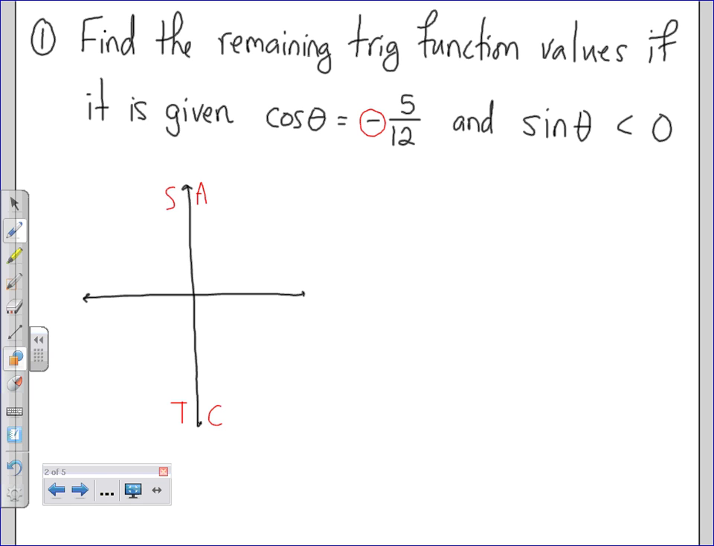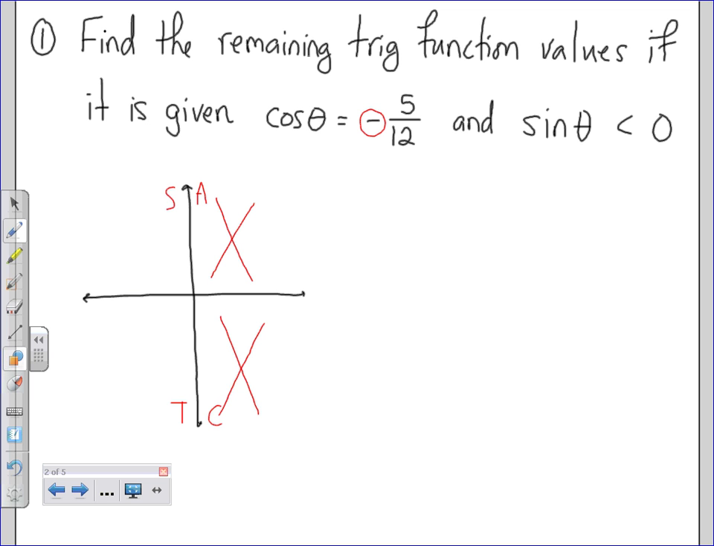So the problem tells us that the cosine of theta is -5/12, but specifically that the cosine is negative. Well, we know if the cosine is negative that it cannot be in the first quadrant, because all trig functions are positive in the first quadrant, and it cannot be in the fourth quadrant because the cosine is positive in the fourth quadrant. So knowing that the cosine is negative narrows us down to 2 quadrants remaining.